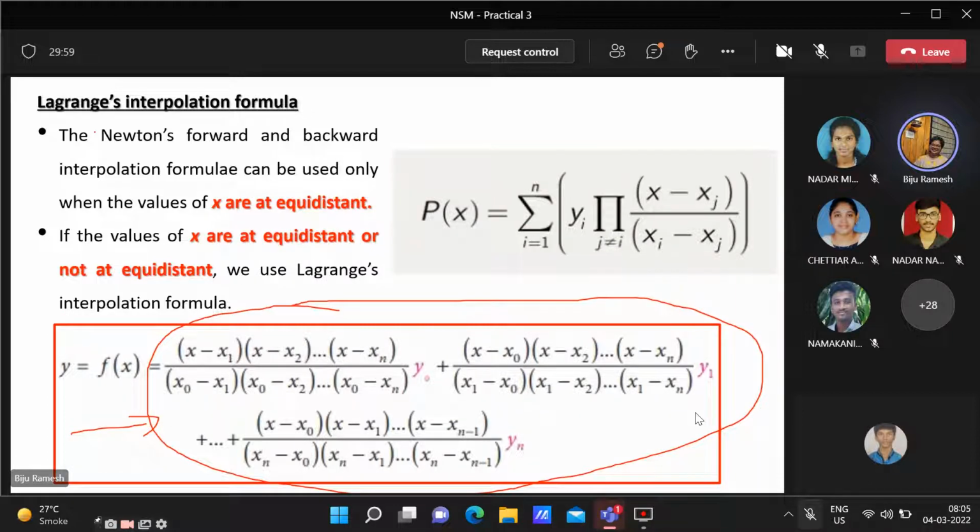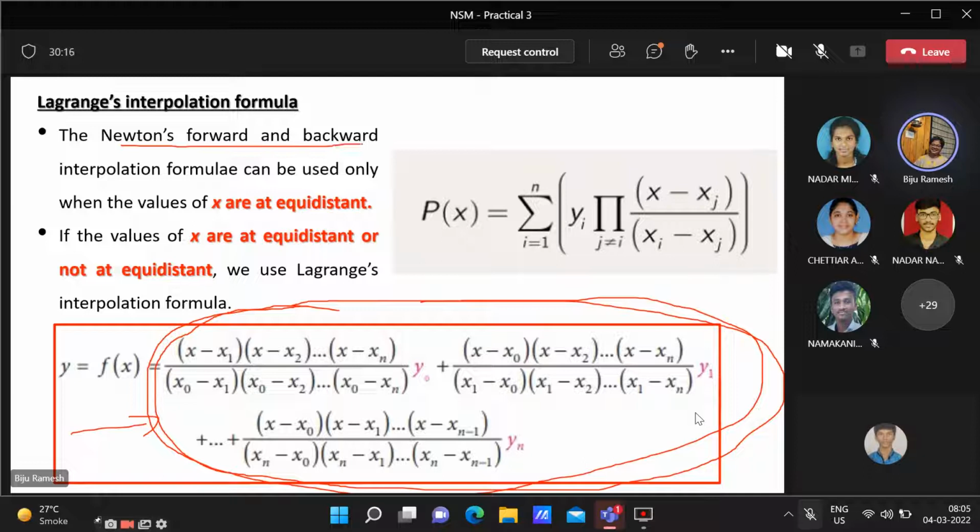Okay. Hope you're all there. So this is the formula we have been using. Yes, students. So now before going into the formula, how is it different from Newton forward and backward?